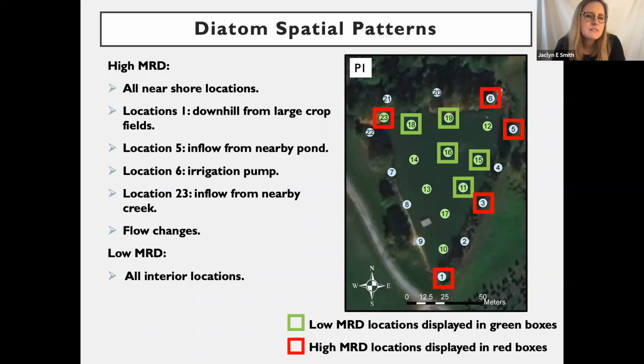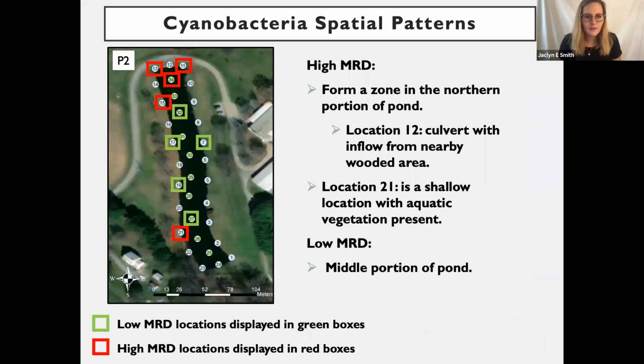And then spot number 6 showed up this time for a high MRD. Spot number 6 is actually the location of the irrigation pump for this farm. And if you can see, it's kind of hard, but in between the 6 and 12 locations, there's a small white dot, and that's actually the intake for the irrigation pump.